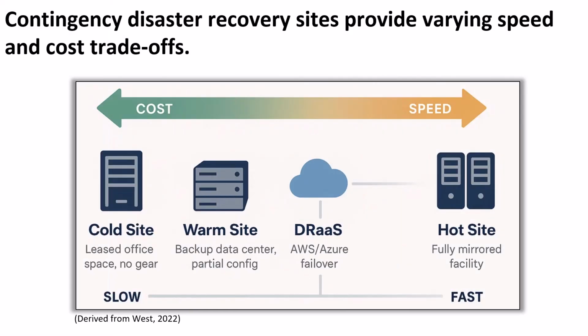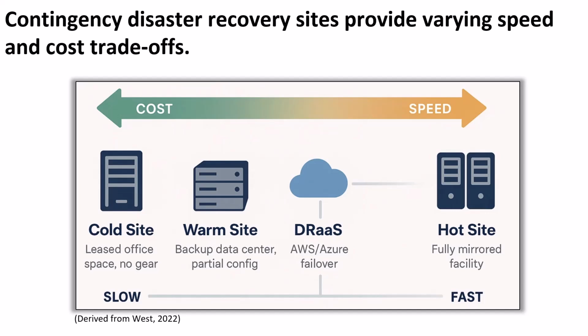Contingency disaster recovery sites provide varying speed and cost trade-offs. Disaster recovery sites differ in how fast they can get you running and how much they cost. Cold sites are just leased space with basic hardware. They're cheap but slow to set up. Warm sites have partial configuration and some current data, faster but pricier. Hot sites are fully mirrored and ready for instant failover, fast but expensive.